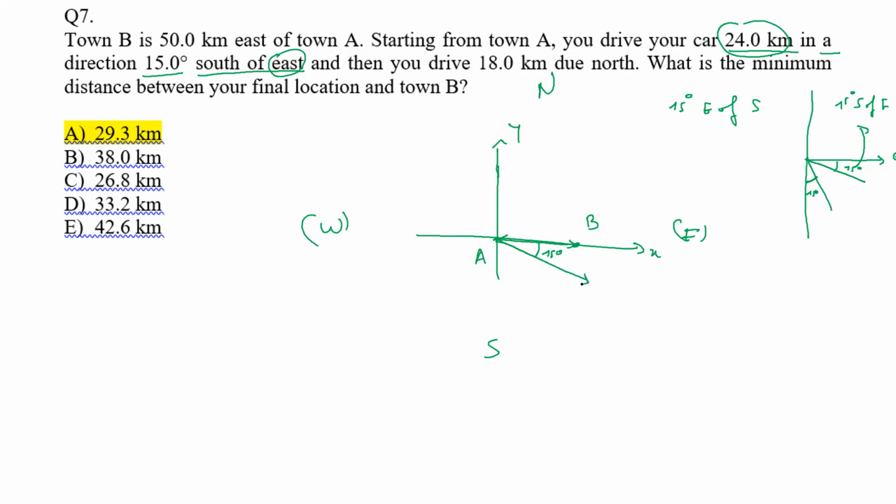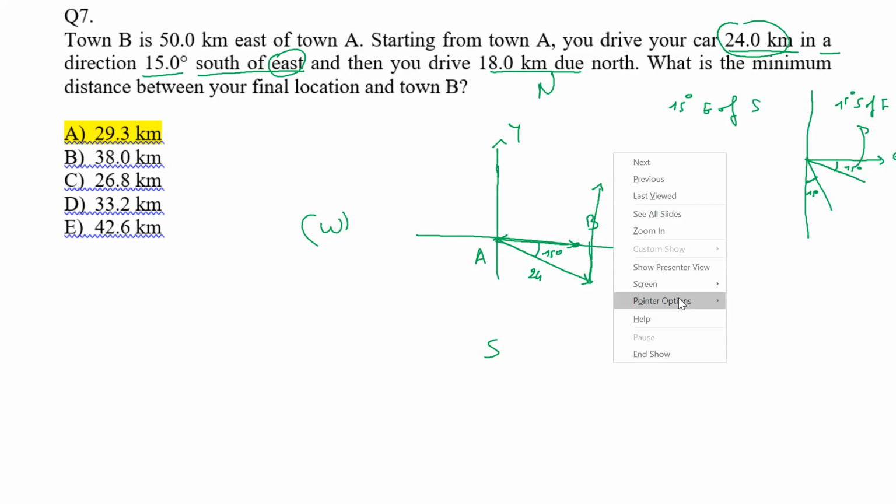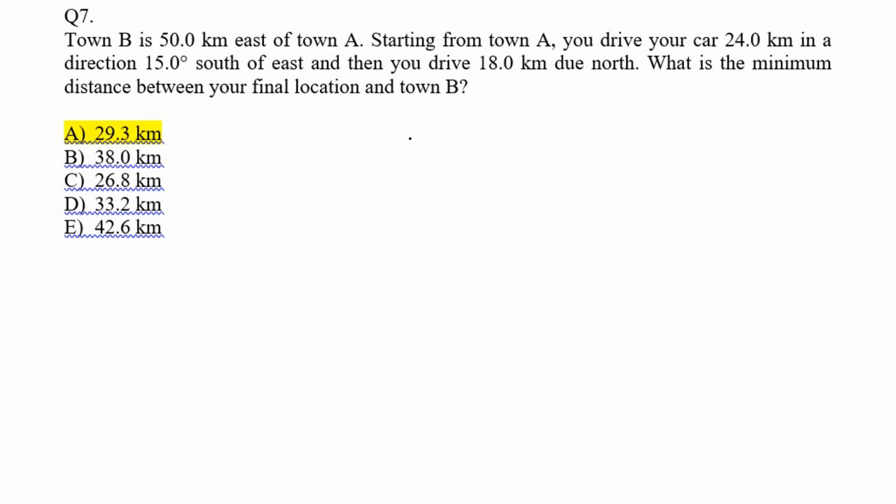Now what is the magnitude of the first displacement? It is equal to 24 kilometers. Then you drive 15 kilometers due north. So basically from your point here, you just go directly towards the north. Okay, let me redo it because my graph is a little bit unclear here. Let me redo it.